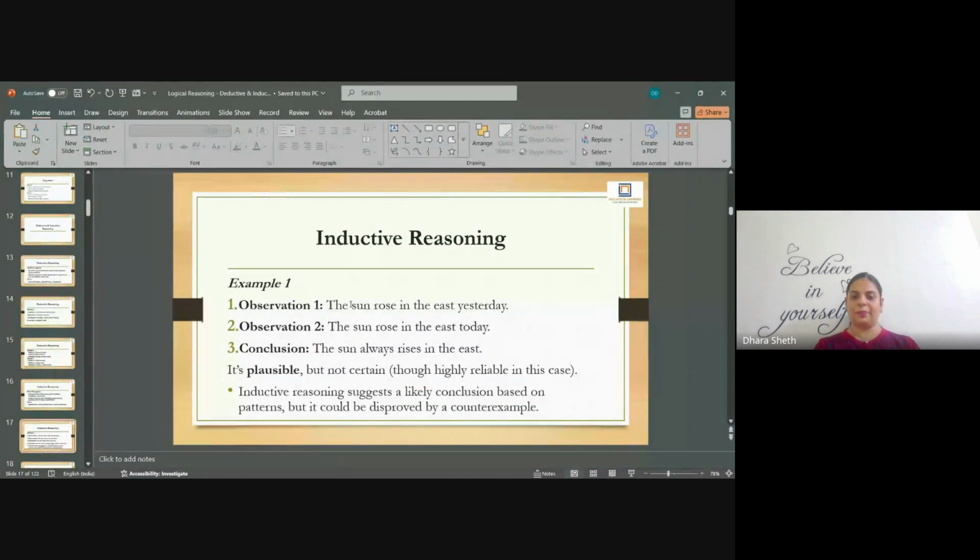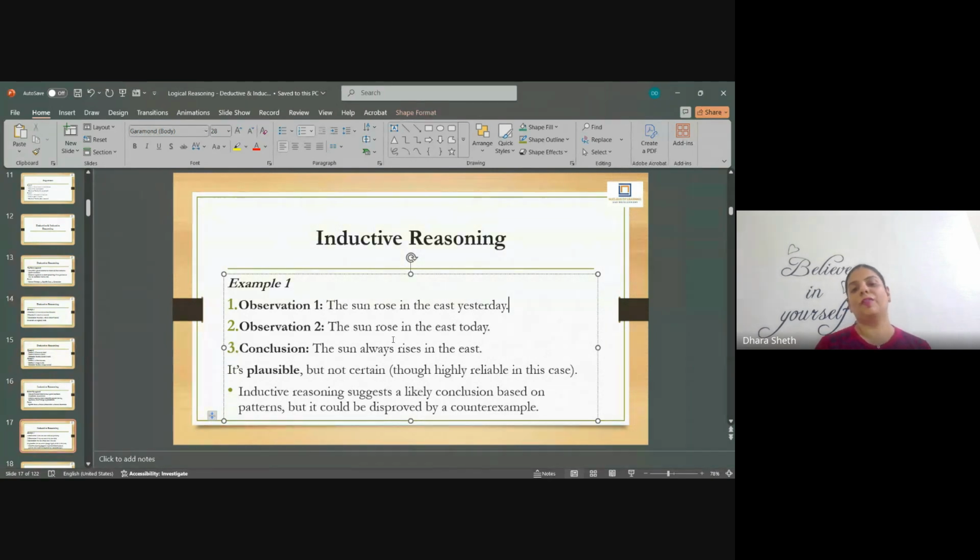For example, the sun rose in the east yesterday. This is an observation. Second observation, the sun rose in the east today. So your premise one, just to make it easy to understand, I've used the word observation. These are your premises: that the sun rose in the east yesterday, the sun rose in the east today. Conclusion is the sun always rises in the east. It is plausible, but not certain because we are basing it on our observation.